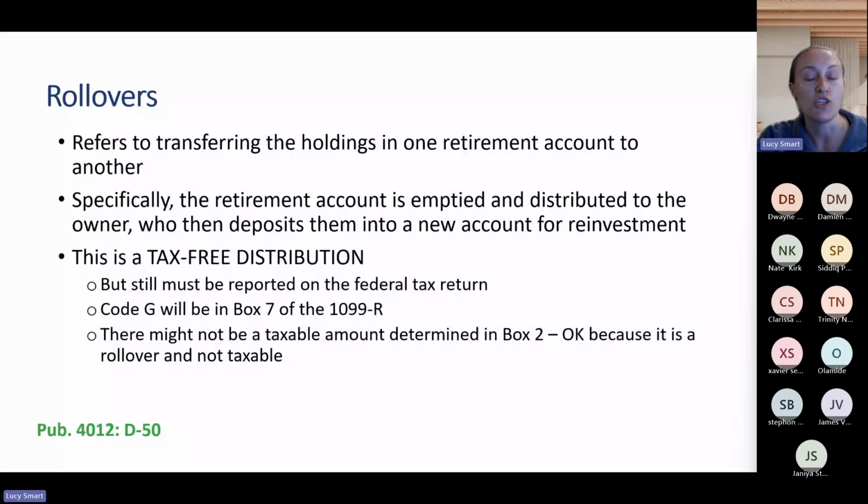Again, you'll know the distribution is a rollover because box 7 will contain code G. Something to note, this is the only situation where there might not be a taxable amount written in box 2, and that's okay if it's a rollover and it's not taxable. So that's still in scope for basic as long as it's code G in box 7.